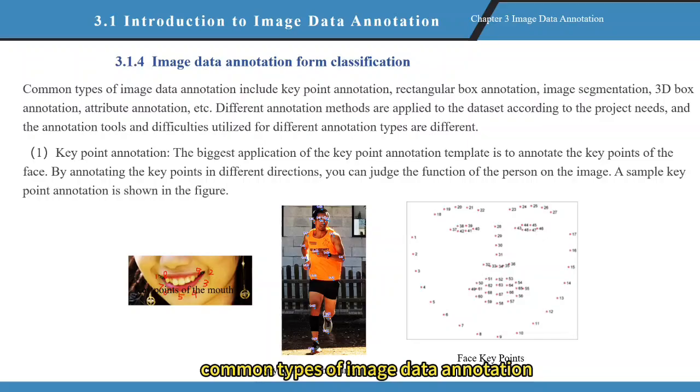Common types of image data annotation include keypoint annotation, rectangular box annotation, image segmentation, 3D box annotation, and attribute annotation. Different annotation methods are selected according to project needs. Keypoint annotation is often used to mark face key points. By marking key points in different directions, we can determine the actions of people in the image. Here is a sample of keypoint annotation.